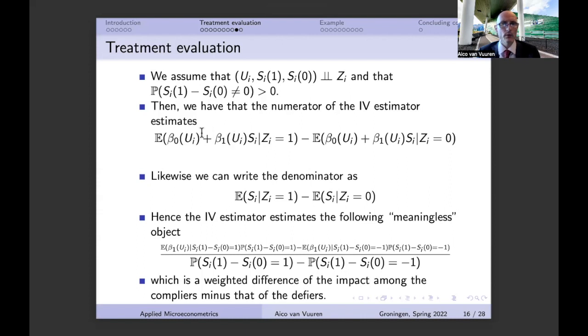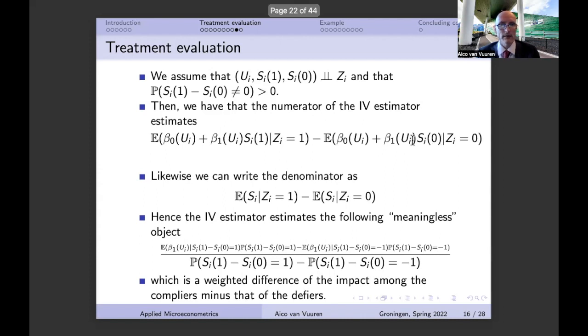So beta 0 ui plus beta 1 ui si, and we actually also have it over there. Now, in this case, we cannot immediately realize that this si is equal to 1 and that si is equal to 0, because we no longer condition on the si's, but we condition here on the z's. So that is not possible. But what we can realize is that this si is, of course, equal to si1, and this si is equal to si0, based on the notation that we had at the previous slide.